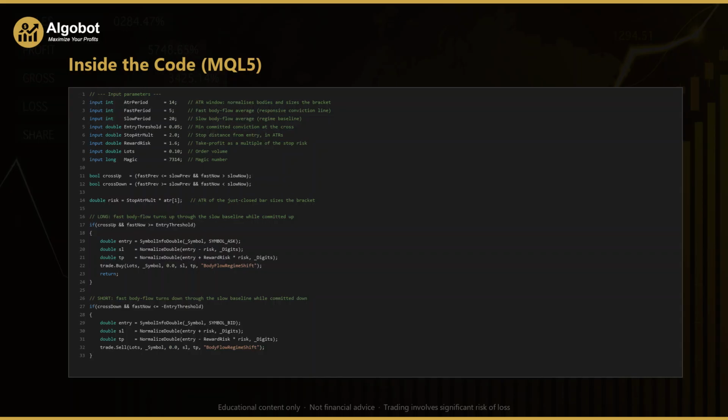In the short block, the condition is cross down and fast now less than or equal to negative entry threshold. The entry is read from the bid. The stop loss sits above entry at entry plus risk. The take profit is entry minus reward risk times risk, and trade.sell places the order. Both sides are perfect mirrors, wrapped in the same volatility scaled bracket.